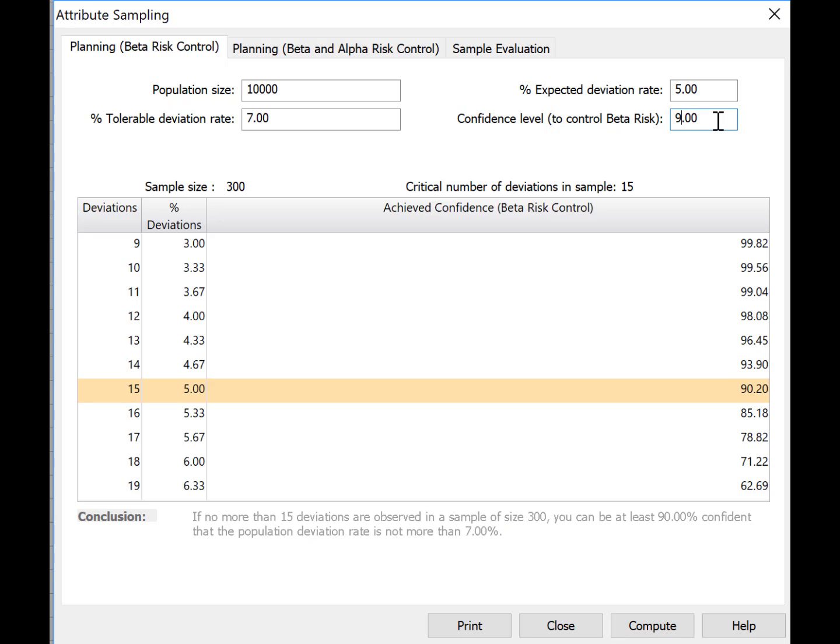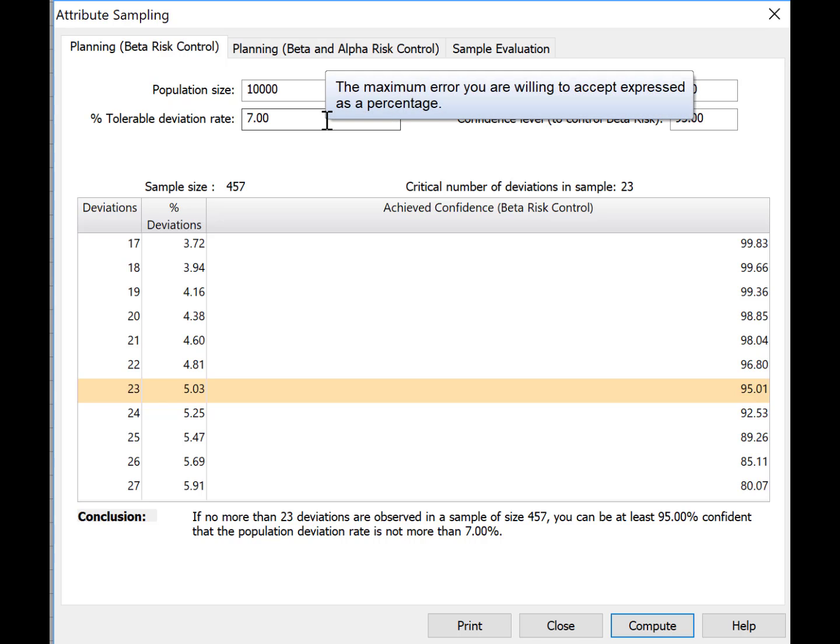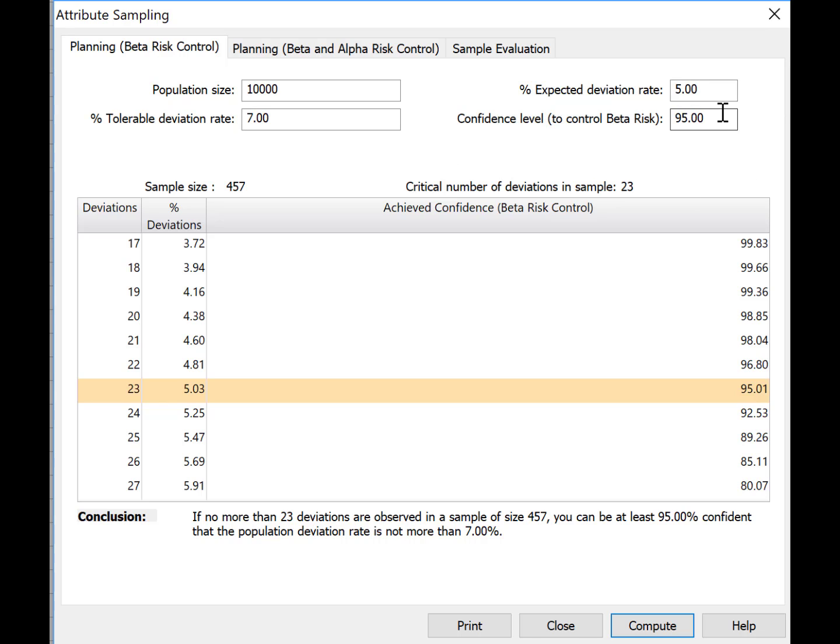I want to now look at what takes place related to the expected and the tolerable error rate. Again, we're starting off with a population of 10,000. We have an expected deviation rate of 5%, a tolerable deviation rate of 7%, and a confidence level of 95%. At this point, we have a sample size of 457.